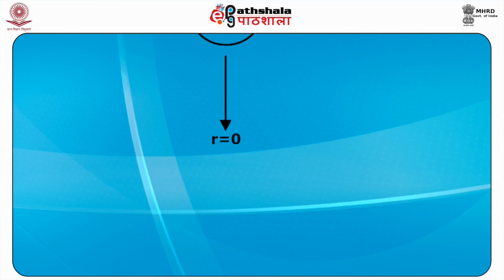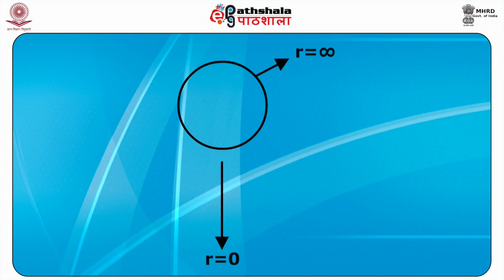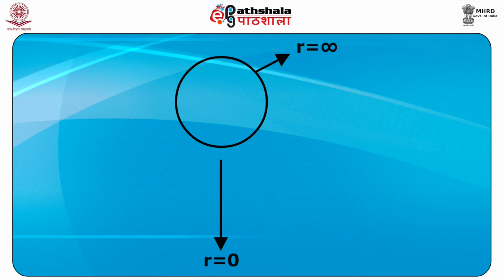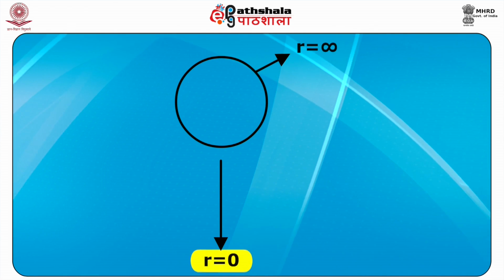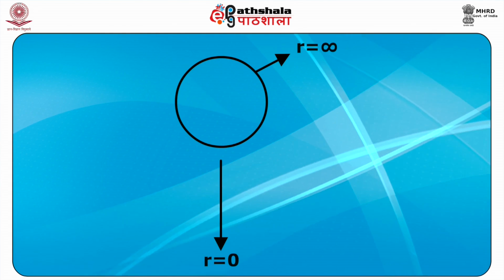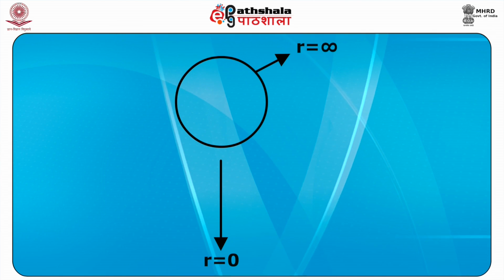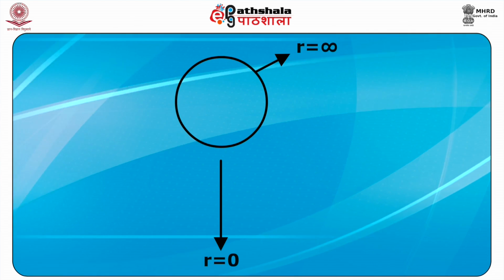In the case of a chemical system, suppose we are talking about the hydrogen atom. In the hydrogen atom, the electron can be near the nucleus. That is one extreme possibility, that would be r is equal to 0, or it can be at infinite distance, which is r is equal to infinity. So the boundaries would be r is equal to 0 and r is equal to infinity.